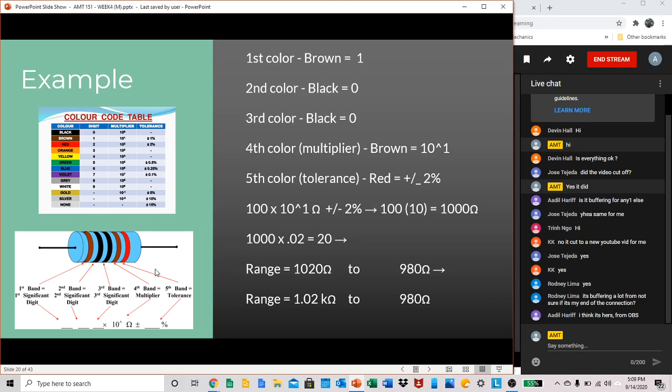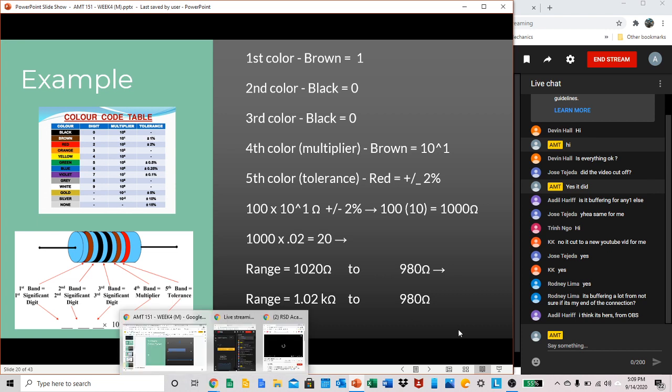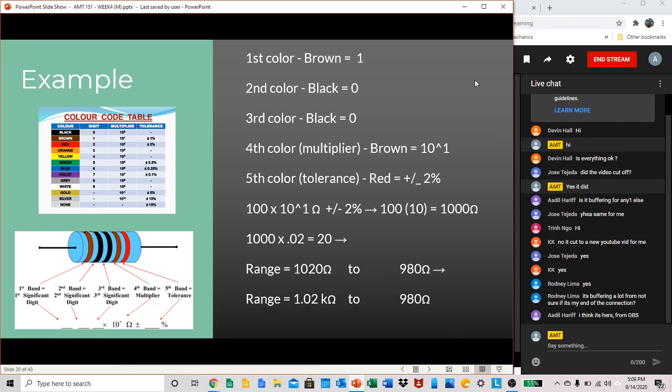So this picture down here has some examples of your bands. With this one, with 5 bands, your last band is always going to be your tolerance band. Your second to last band will always be your multiplier, okay? And then any bands in front of that are going to be your whole number digits. So this example has 5 color bands on this resistor.